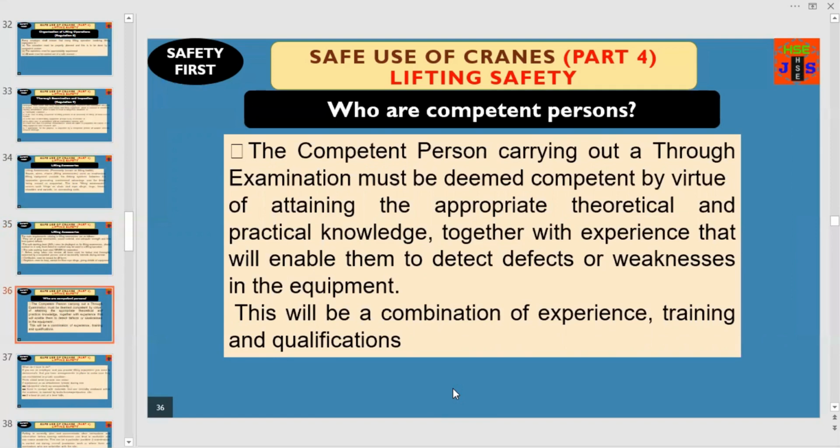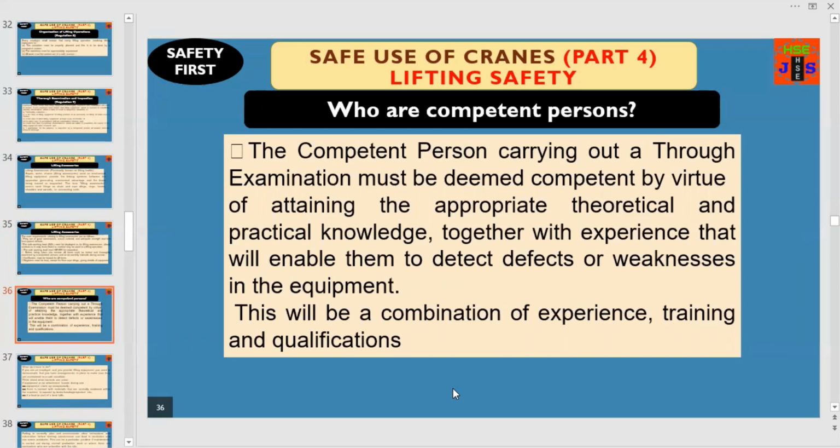Several times you are hearing in the presentation that the lifting operation should be supervised by a competent person, then inspection should be carried out by a competent person. Who is a competent person? Let us understand now who can be a competent person.